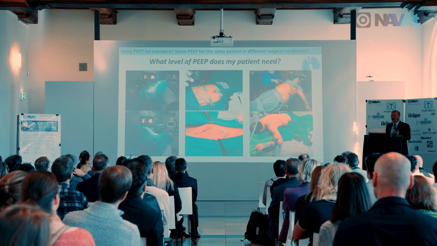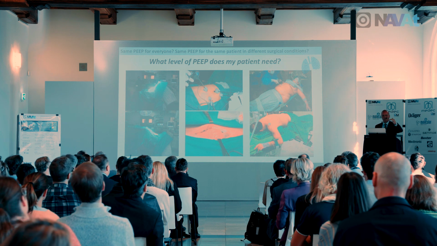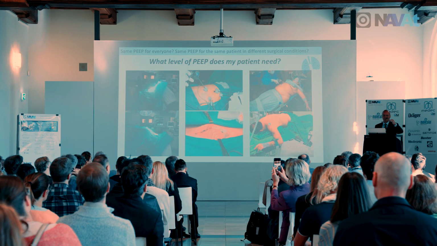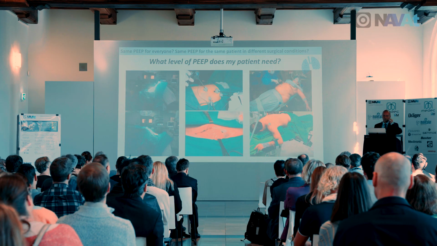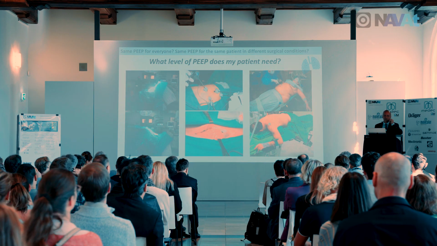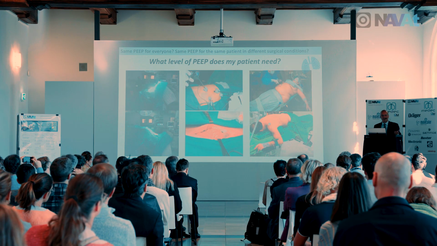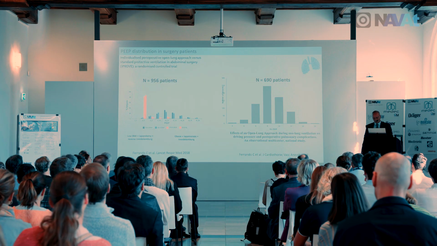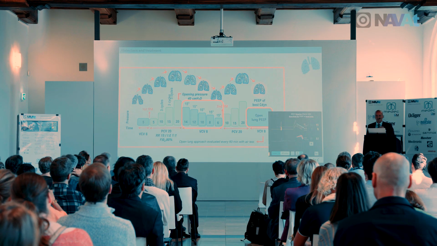Because ideally, we should select the lowest level of PEEP that prevents atelectasis, because a higher level of PEEP is more dangerous. But we don't know which one is this minimal level of PEEP. 5, 10, 18? In robotic surgery, I don't know. So the only way to know that is to titrate the PEEP level.